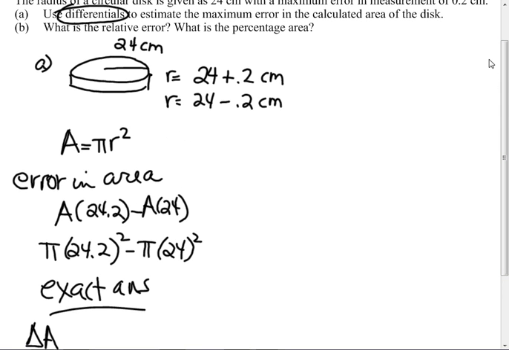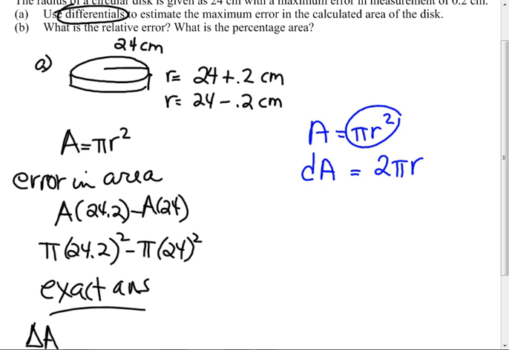If A is equal to pi r squared, what's dA? Now, can we just go right to differential form? We have to have differentials for integration. What's the derivative of this? 2 pi r times dr. Will you recognize that? Circumference. The derivative of the area is the circumference. That's kind of cool. Okay, so what's r here? r is 24. What's delta r, or dr? What's my error?